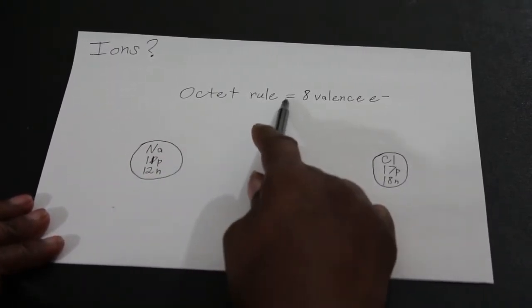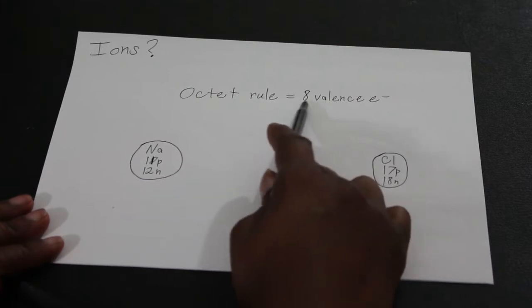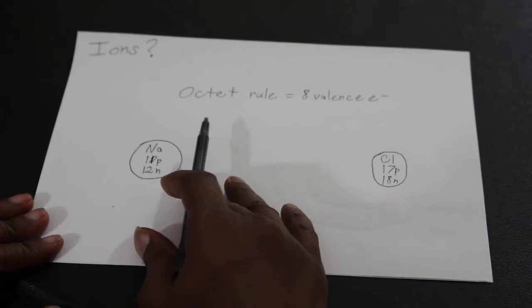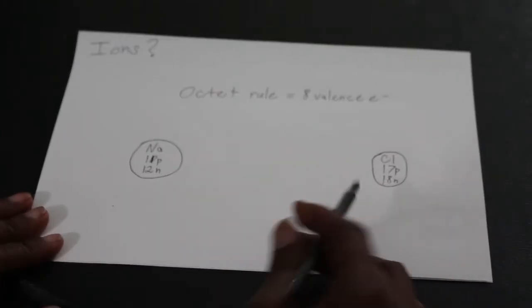And the octet rule is where most elements tend to want to have 8 valence electrons, aside from hydrogen and helium and a couple other elements. So let's go ahead and take a look at how elements are able to satisfy that octet rule with ions.